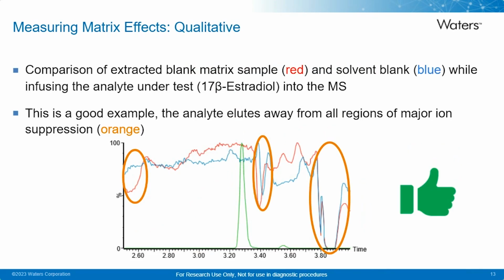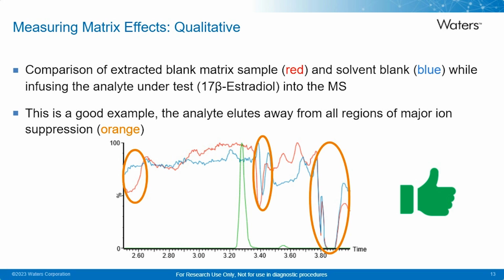And then here we actually show an example of the qualitative matrix effect test for estradiol. So you can see here the blue trace is actually a solvent blank. So rather than injecting an extracted matrix sample, it shows just a solvent injection, and this gives a nice baseline to work from. The red chromatogram then shows our injected blank matrix sample, and the green peak is our retention time for estradiol.